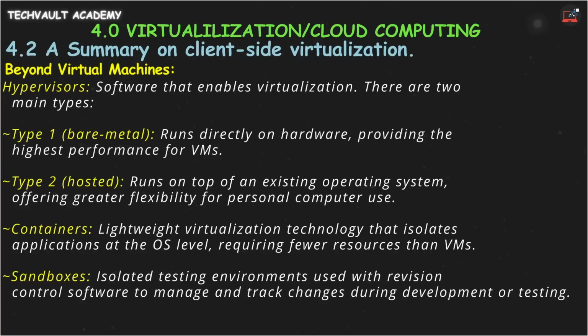There are two main types. Type 1, bare metal, runs directly on the hardware, providing the highest performance for VMs. Type 2, hosted, runs on top of an existing operating system, offering greater flexibility for personal computer use. Containers, lightweight virtualization technology focused on isolating applications at the operating system level, requiring fewer resources than VMs. Sandboxes, isolated testing environments, are often used in conjunction with revision control software to manage and track changes during development or testing.